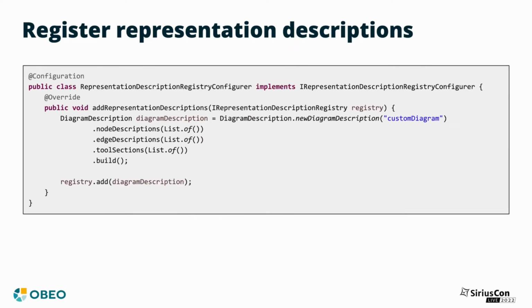As I said before, you can create programmatically in Java from scratch your own representation description. So here I have a very simple example of a diagram description which is contributed programmatically. You just need to create a Spring configuration and add the representation description inside of the registry. Here we could connect easily our diagram description with any Java framework to help compute the appearance of nodes or edges and the behavior of our tools.